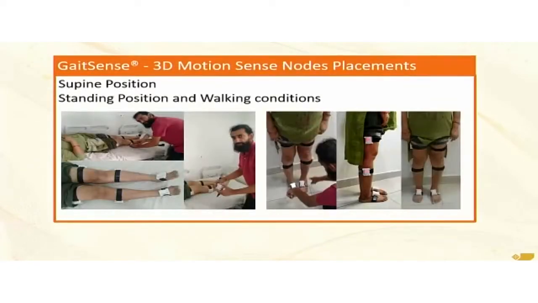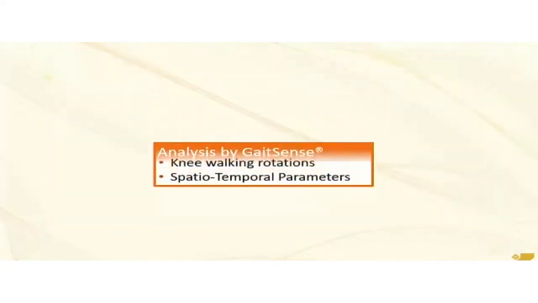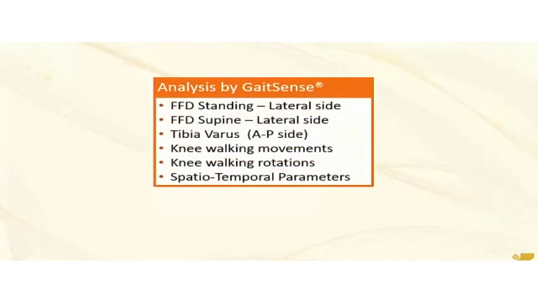These 3D sensors are put on the body in a supine position, on the forefoot side, one on the upper part of the leg and one in the mid thigh. And this is the engineer, Mr. Gunjan Patel, MS IIT Madras Eye Fellow, who is doing all this work and is a wonderful person who's giving us so many good ideas with precise statistics out of this particular tool.